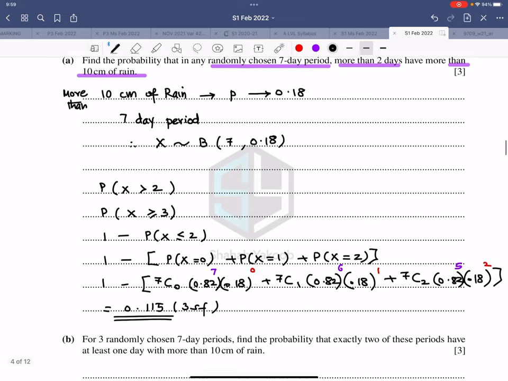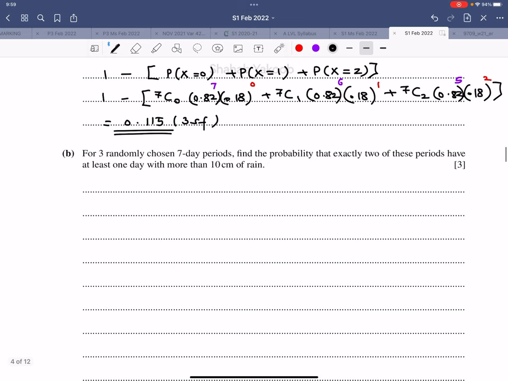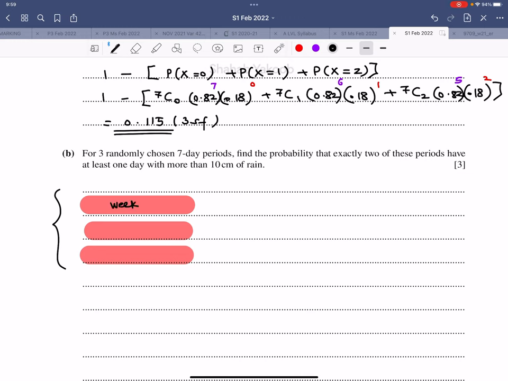Now, what is the new thing? For 3 randomly chosen 7-day periods. So this is a 7-day period, a week, and a week. So this is 3 randomly chosen 7-day periods. So this is week 1 and then week 2 and then week 3. These are 3 randomly chosen periods. So let me underline it.